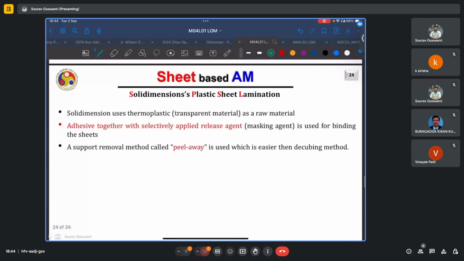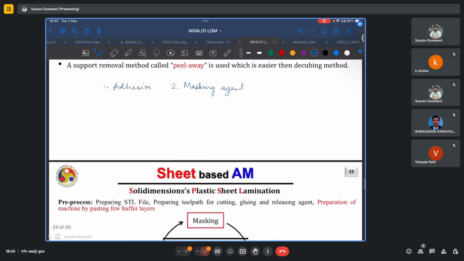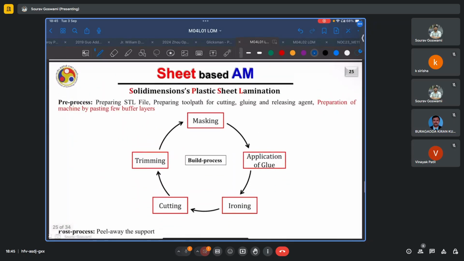So solid dimension uses thermoplastic, which is a transparent material, as a raw material. Here we use a combination of the adhesive and a release agent or a masking agent for binding the sheets, and a support removal method called peel away is used, which is easier than decubing.